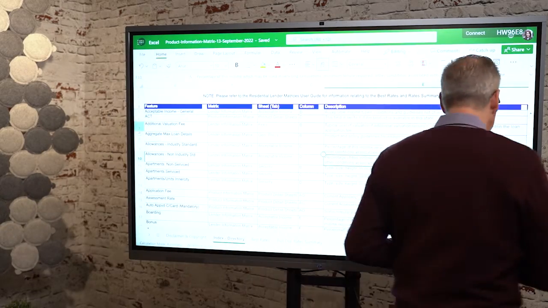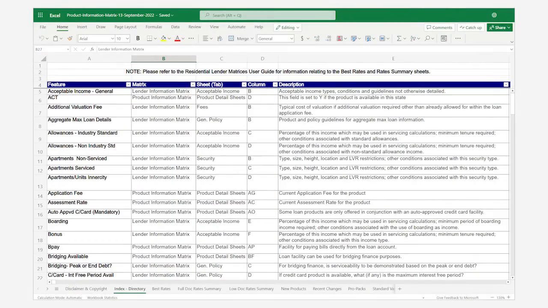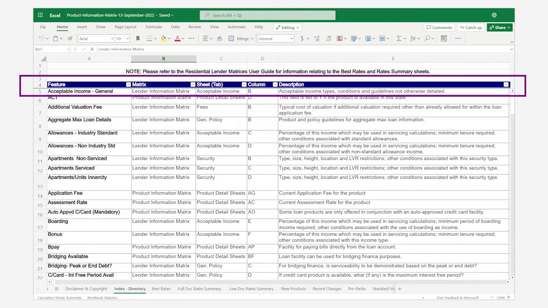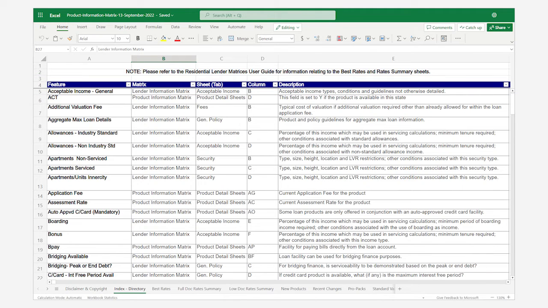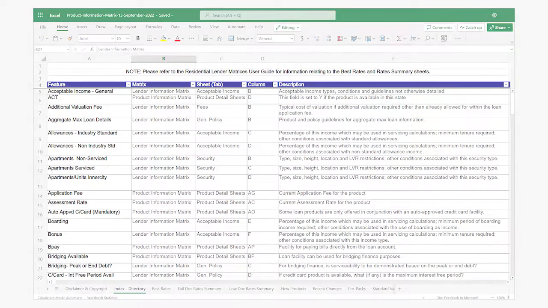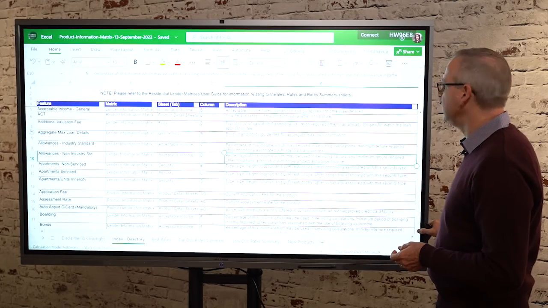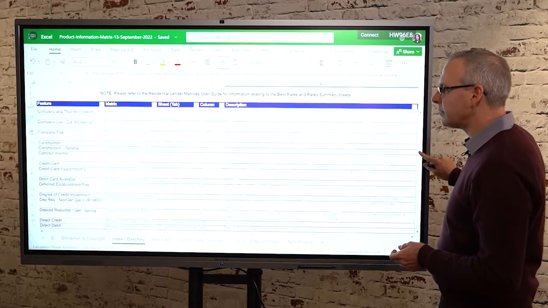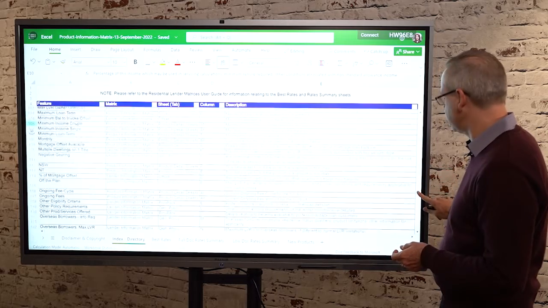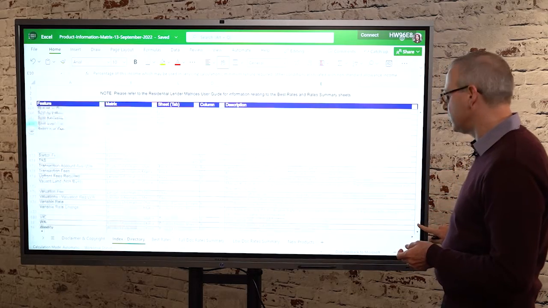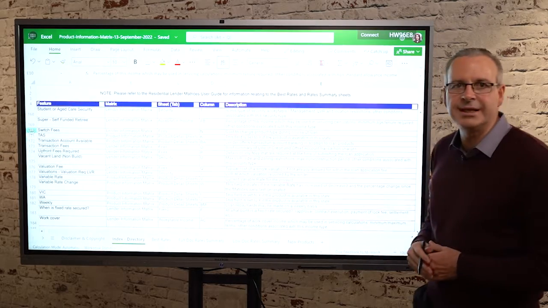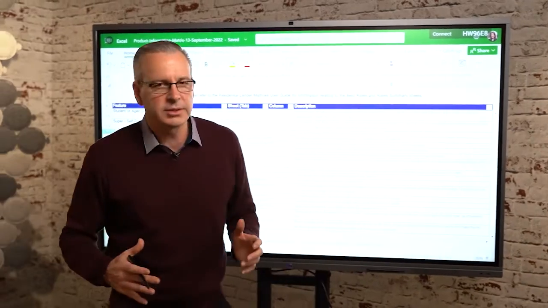So if I move over here and start talking to you, you can see we've got the features and the different types of matrix and what it relates to. Is it genuine policy? Is it acceptable income? What is it about the security? What's the description? Where will you find this information in these complex spreadsheets? But you can start to see as you scroll down, there are pages and pages and pages of this information in terms of the things we need to understand from a credit policy point of view.